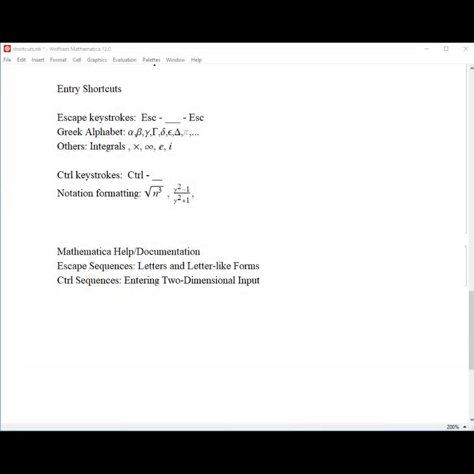You can find information about escape sequences and control sequences in the Mathematica help documentation. The Mathematica help documentation is also somewhat complicated, just like getting up on the learning curve on how to use Mathematica. So I'm going to show you one of the places you can look in the help documentation for more information about these. For escape sequences, look in letters and letter-like forms. So search on that in help, letters and letter-like forms.